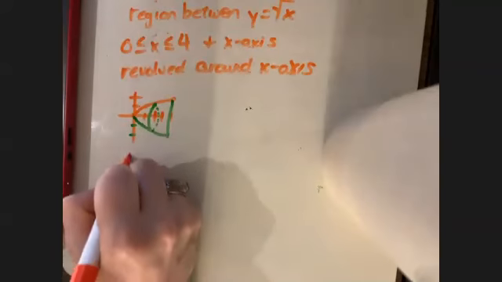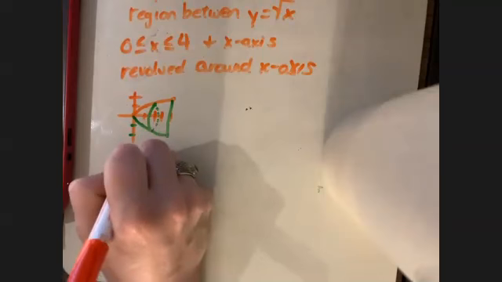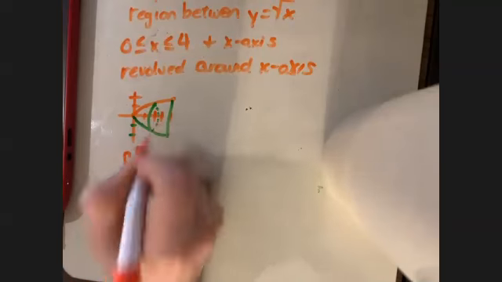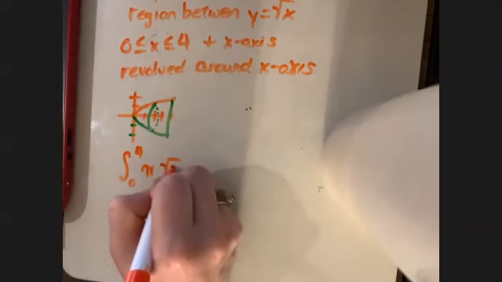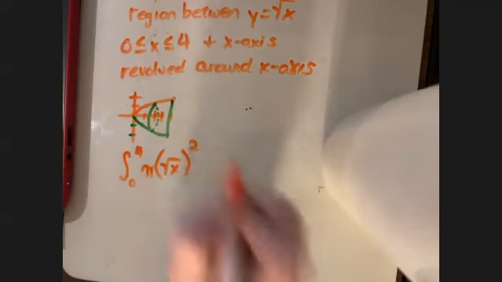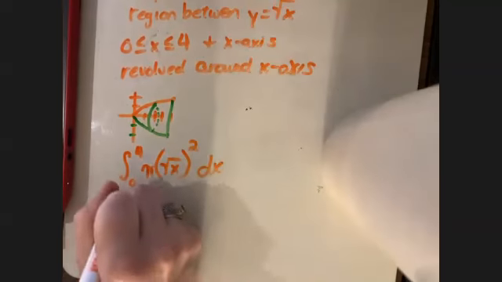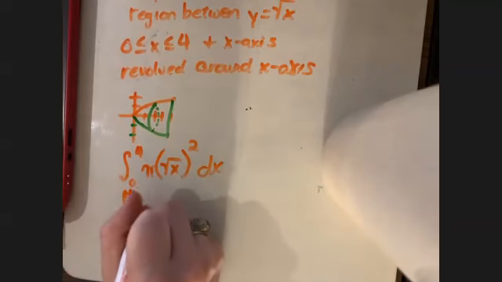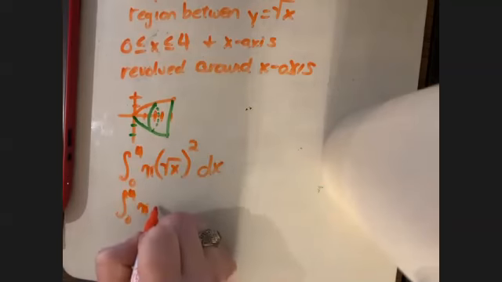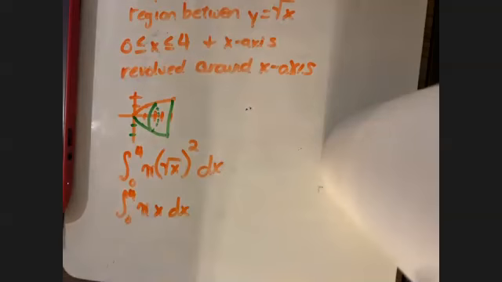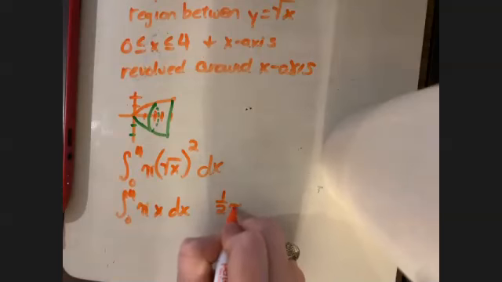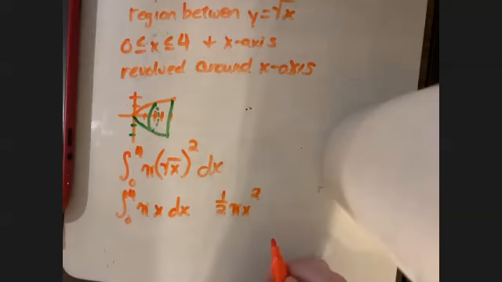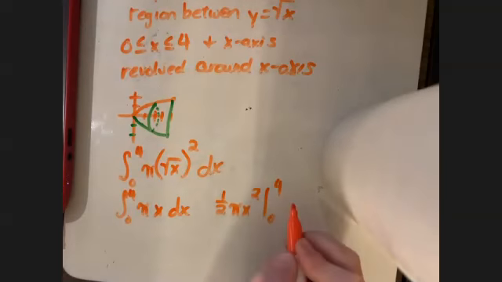So we are integrating from 0 to 4, because we're moving this way, out across the x's, of pi, and then our radius is square root of x, that's our radius, squared, dx. So this is the integral from 0 to 4 of pi, square root and square are going to cancel each other off, so it's going to leave me x dx. Okay, now pi is just constant, so this is going to integrate up to 1/2 pi x squared, evaluated from 0 to 4.